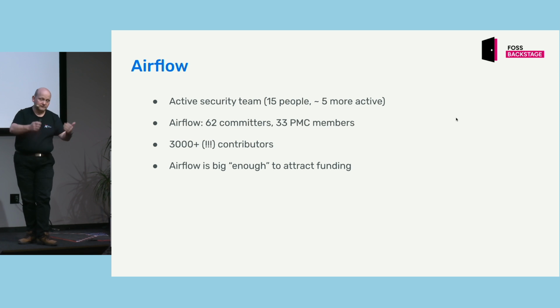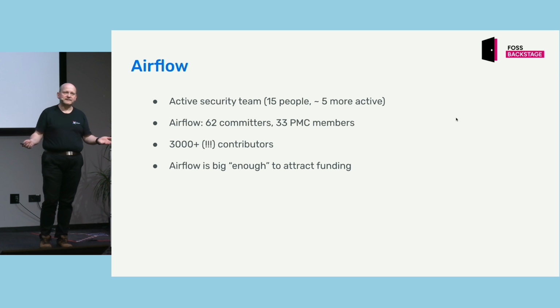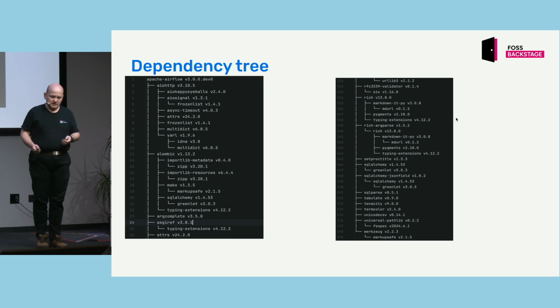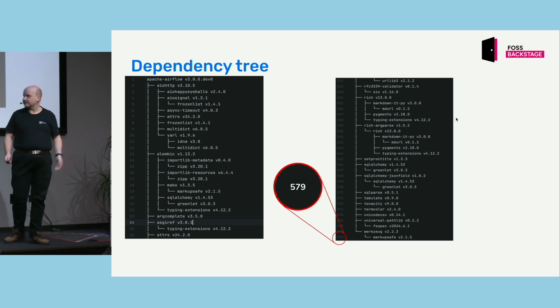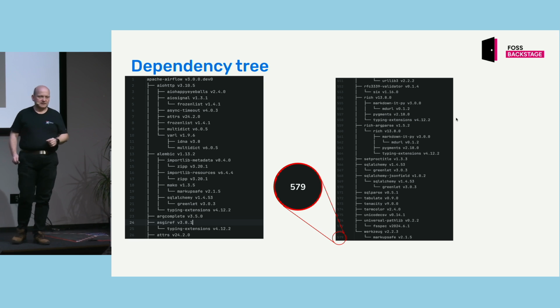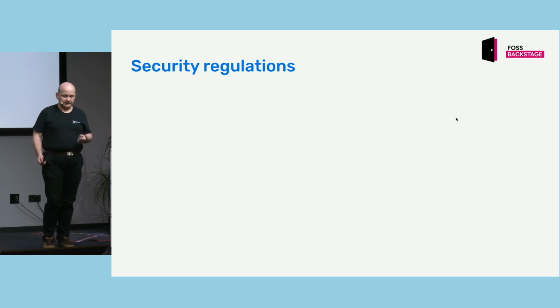So they are willing to invest money, and Alpha Omega is willing to invest money into Airflow, but we have 700 dependencies. Do they have the same attention? No. So we have the stakeholders, we have the Sovereign Tech Fund, as I mentioned. Now we have Alpha Omega Fund. But this is a super basic, not full view. It's like part of our dependency tree. 579 is the number of lines, just the beginning and end of the dependency tree. We have lots and lots of dependencies, and they don't get the attention that we get.